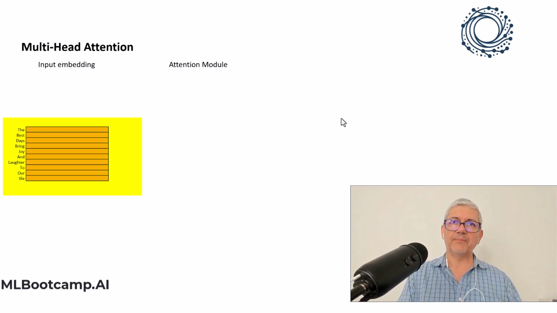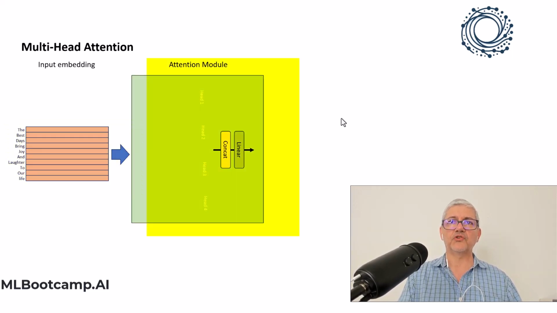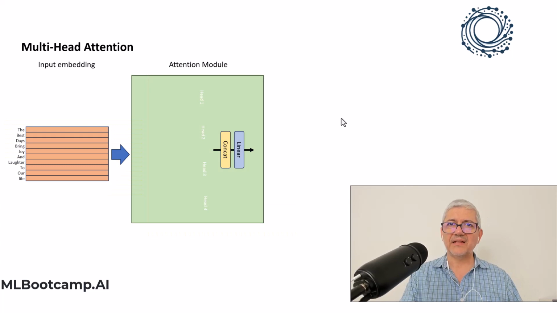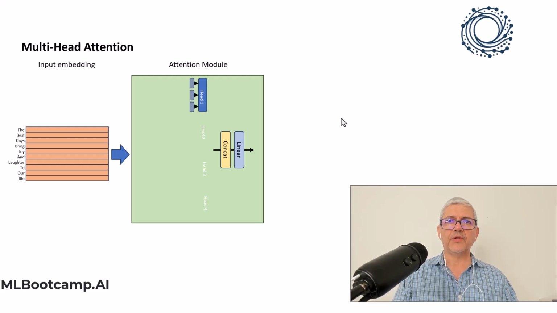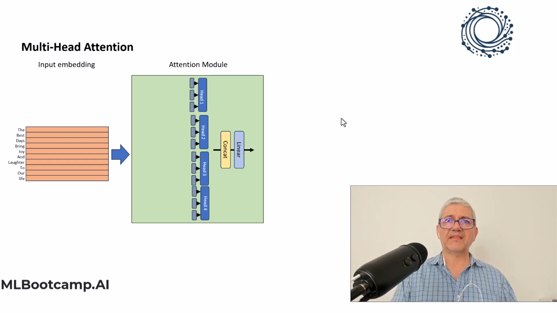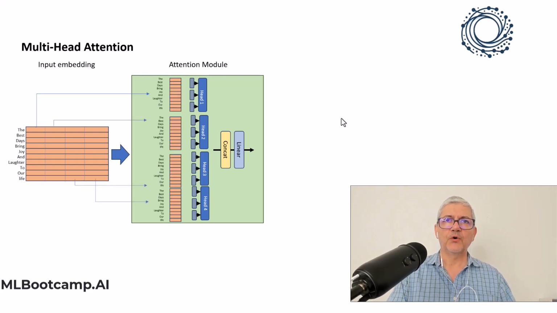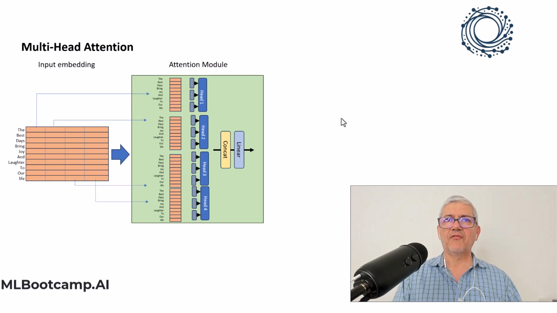We start with the input embedding. As we saw, this will come into the attention module. Inside the attention module, we can define one or more attention heads. For example, we can create 4 attention heads. Each one of these attention heads will have as input a section of the input embedding. By doing this, we will have each attention head focus on different parts of the input to find specific features.